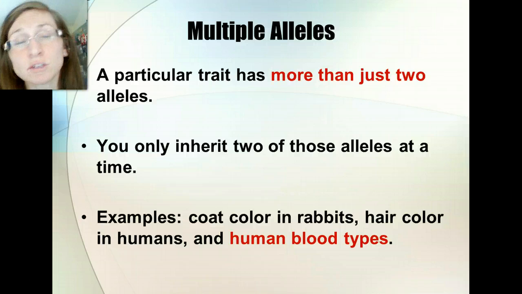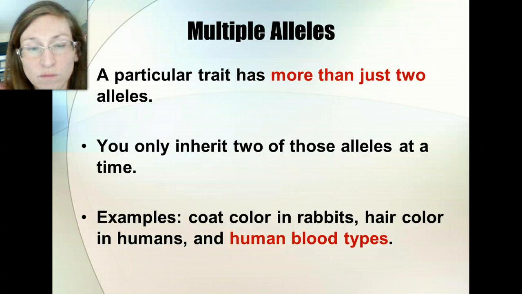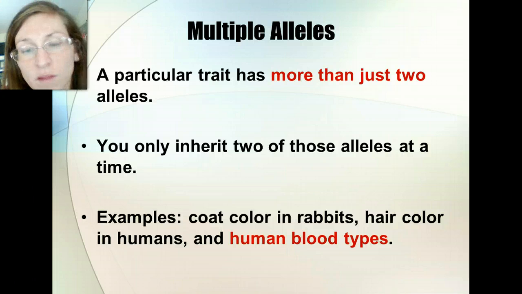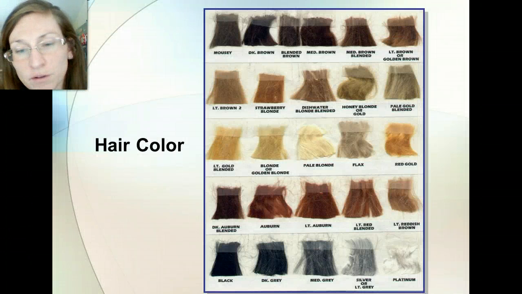Alright, then we'll have situations known as multiple alleles. This is when a particular trait has more than just two alleles that can be passed on. However, you only inherit two of the alleles that are possible at a time. Some examples are coat color in rabbits, hair color in humans, and then the most common example that you're going to run across is human blood types. Here are some different colors of hair, which I think you're pretty familiar with.